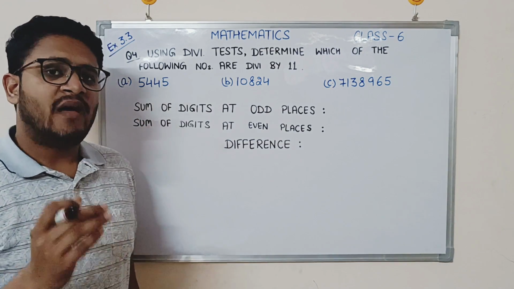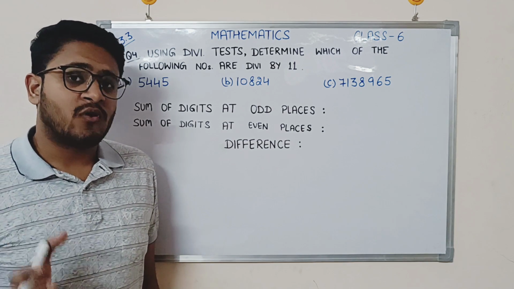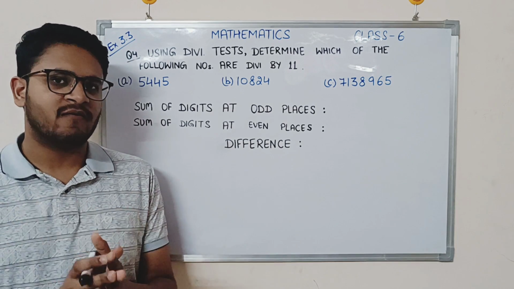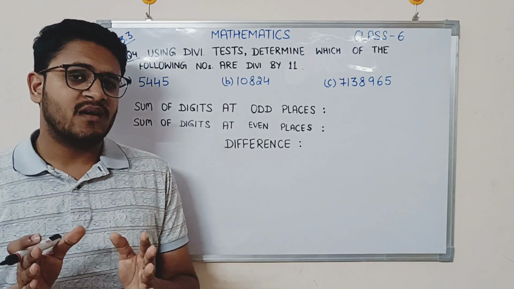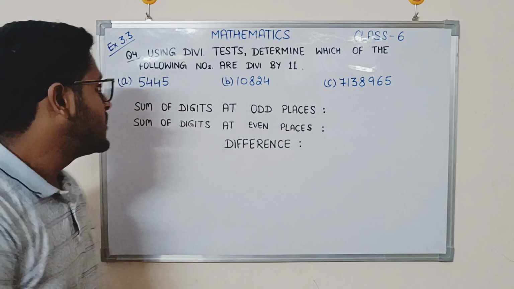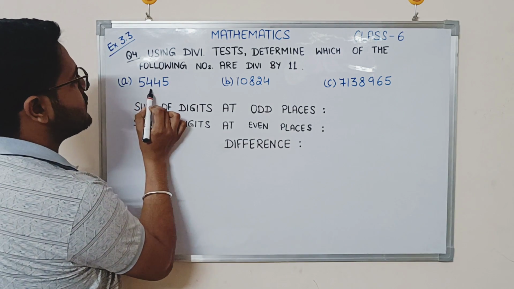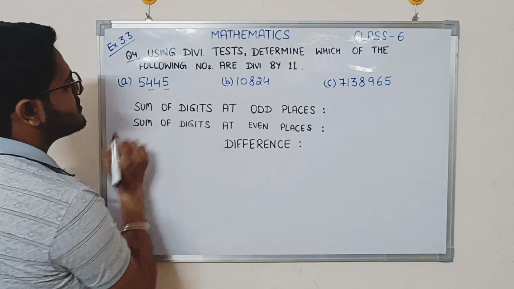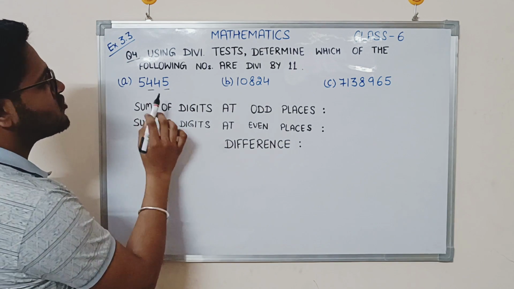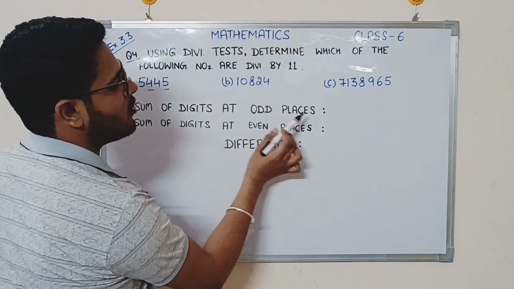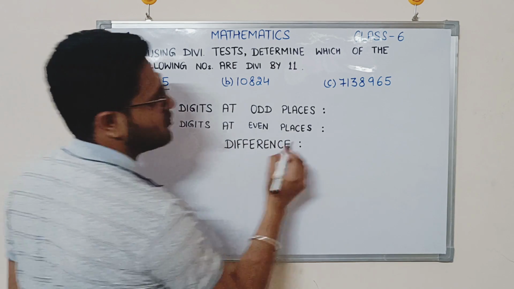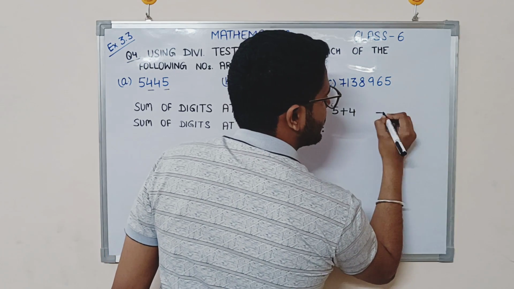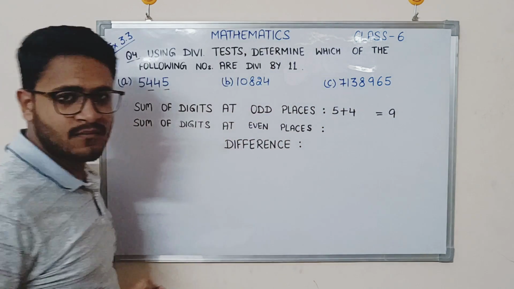5445. As per what we have discussed for the divisibility test for 11, the first step is we will add all the digits at odd places. In our case, 5445, our odd places will be first and third. So the sum of digits at odd places will be 5 plus 4, which will be 9.